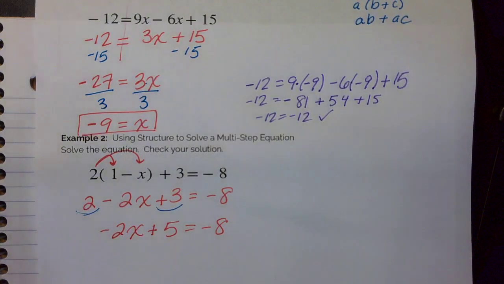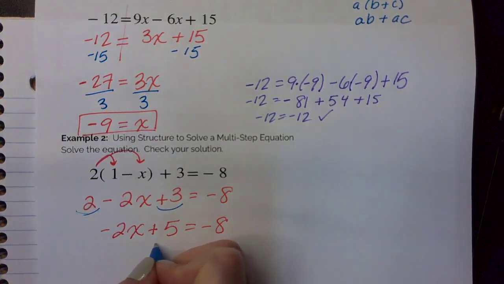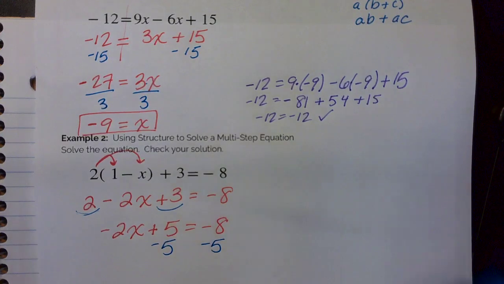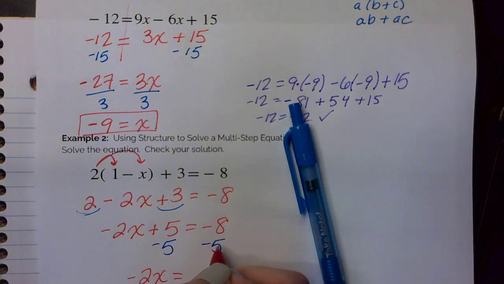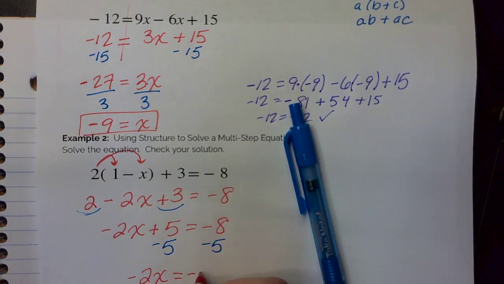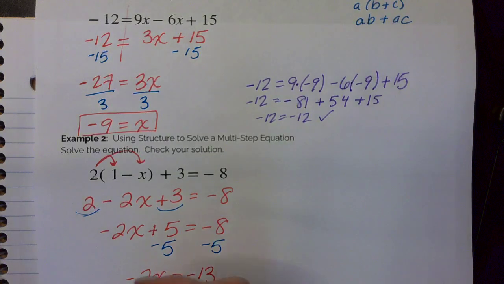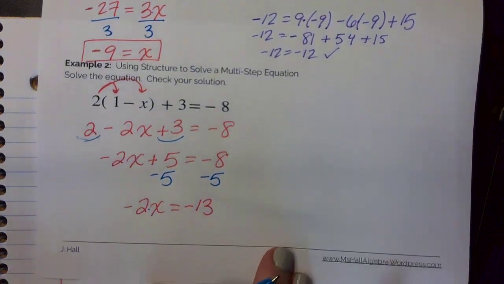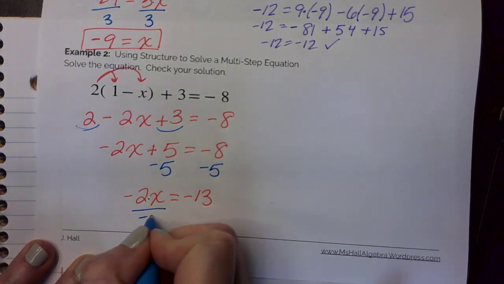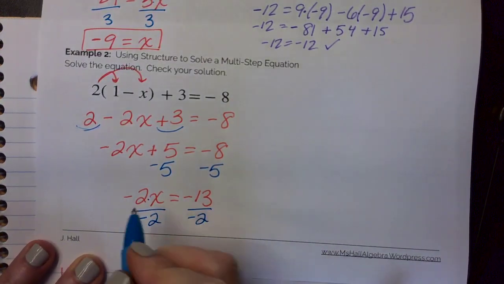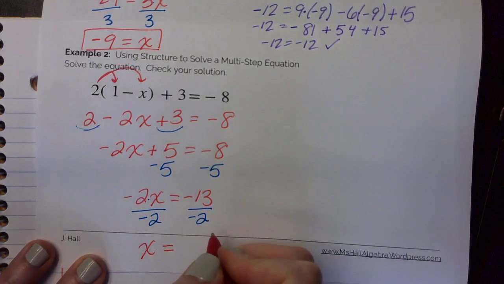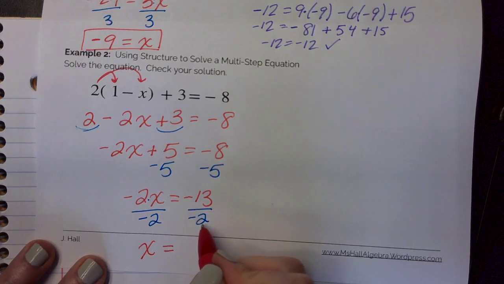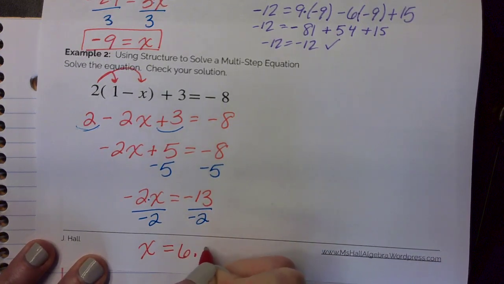Both sides are simplified. So let's start doing inverse operations to isolate this variable. We'll subtract 5 from both sides. Get negative 2x equals negative 8 minus 5 is negative 13. And this, right, is a multiplication. So I will divide both sides by negative 2. Negative 2 divided by negative 2 is just 1. I'm left with x equals negative 13 divided by negative 2 is 6.5.